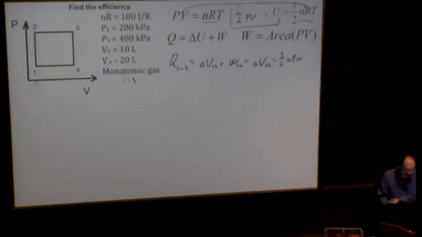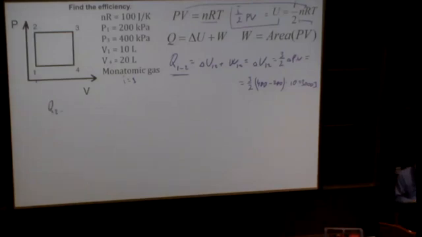It's a monatomic gas, f equals 3, so 3 over 2 delta P times V. Only pressure changes, and that gives me 3 over 2 times 400 minus 200, times 10. 400 minus 200 is 200, 200 over 2, so 3,000 joules. Positive. Good. That's the first part of QH.